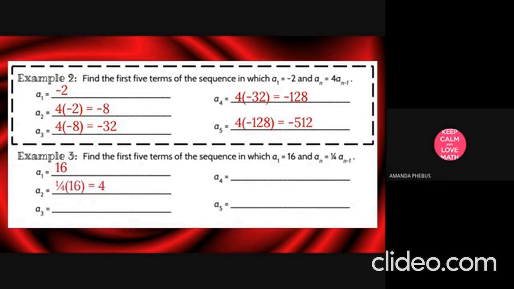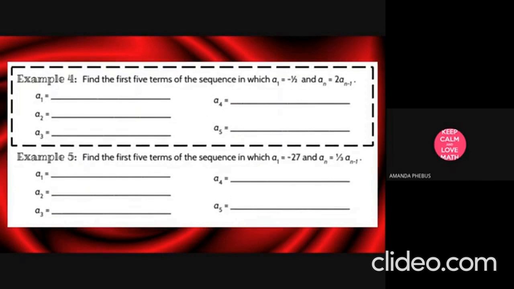A 4th of 16 is 4. To get the next number, we're going to do 1/4 times 4. 1/4 times 4 is 1. To get the next number in the sequence, we'll do 1/4 times our answer. So 1/4 times 1 is 1/4. And to get the last number, or the fifth number in the sequence, we're going to do 1/4 times 1/4, and that's 1/16. So our sequence is 16, 4, 1, 1/4, 1/16.